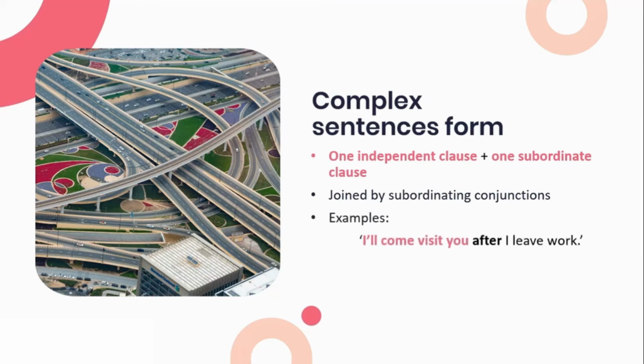I'll come visit you after I leave work. As you can see, the sentence contains the subordinating conjunction after, and therefore it's a complex sentence. He ordered a salad rather than fries. This sentence contains the subordinating conjunction rather than and is therefore a complex sentence.